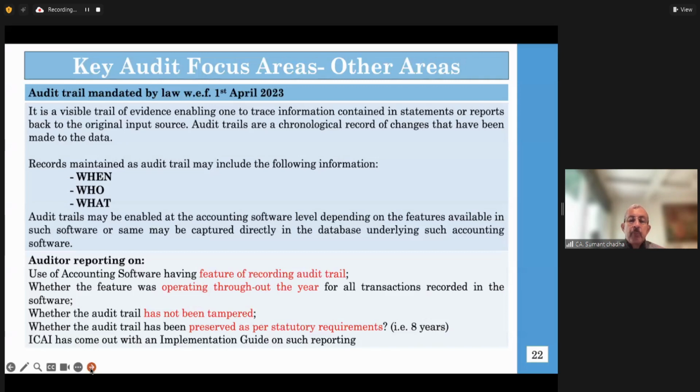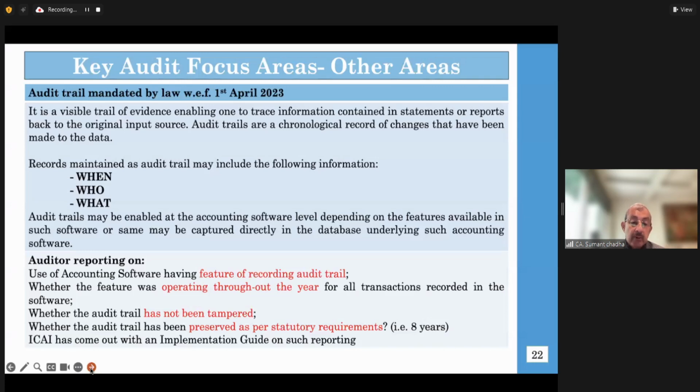Records maintained, when was it done, who was doing it, and what really happened when the recording happened. So whether my accounting software, whether it's Tally or ERP, has a feature of recording audit trail, and it is enabled, which means that it was operating throughout the 365, and maybe now this year 366 days, thanks to leap year, or it was switched off for a few days, or maybe it was an outage, or there was some technical issue, or whether it was done for any ulterior motive, I don't know. The tampering could have taken place.